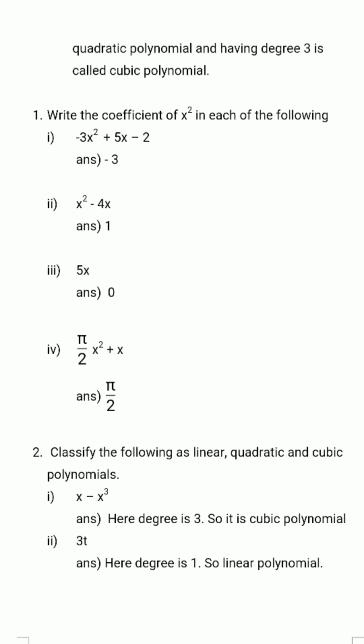Last one, pi by 2 x square plus x. What is the coefficient of x square? Pi by 2. The number written with x square is pi by 2, because pi by 2 is a number. The x square coefficient is pi by 2. And there you can see the coefficient of x is 1.